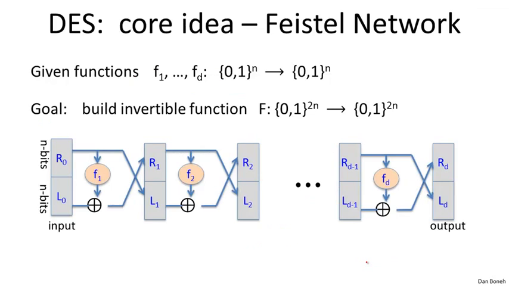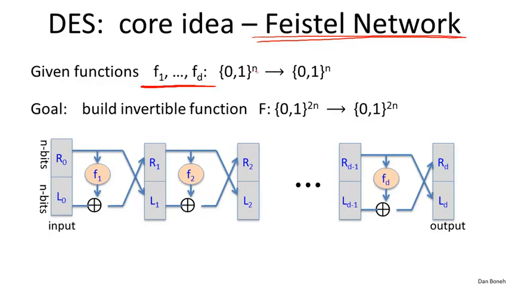Okay, so now let's talk about the construction of DES. The core idea behind DES is what's called a Feistel network, due to Horst Feistel. Basically, it's a very clever idea for building a block cipher out of arbitrary functions f1 to fd. Imagine we have these functions f1 to fd that happen to map n bits to n bits. Now these are arbitrary functions.